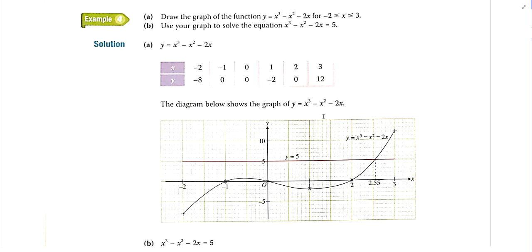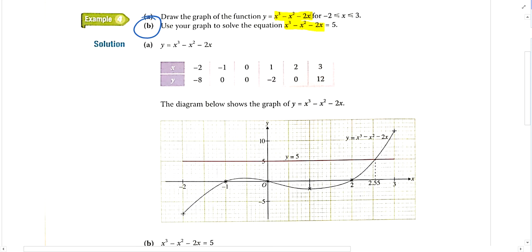What I want to teach you for this topic is part B. Use your graph to solve the equation x cubed minus x squared minus 2x equals to 5. Okay? So what is so special about this x cubed minus x squared minus 2x? Have you seen this portion in part A? Can you spot it? Very clear, right? So you see these two yellow parts, they are the same.